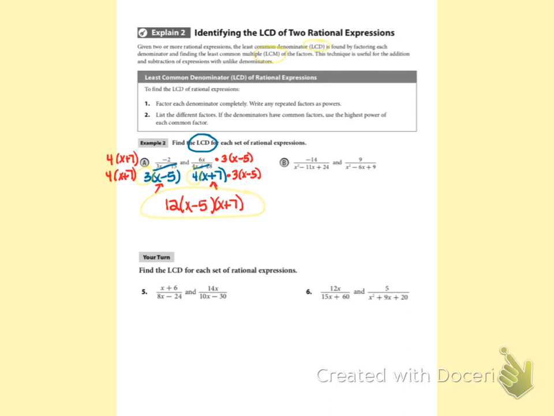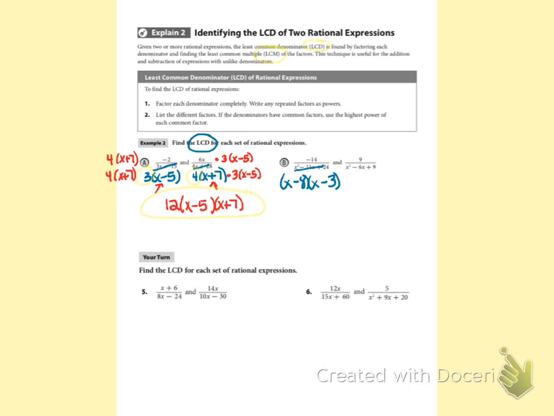Okay, so let's see if we can figure out the LCD, least common denominator, for example B. Well, we've got some factoring to do in those denominators. The first one, I can factor into two binomials that both start with x. They have to end with two numbers that multiply to positive 24 and add to negative 11. So factors that come to my mind are 8 and 3, and if they were both negative, they would fit the bill. They'd multiply to positive 24 and add to negative 11.